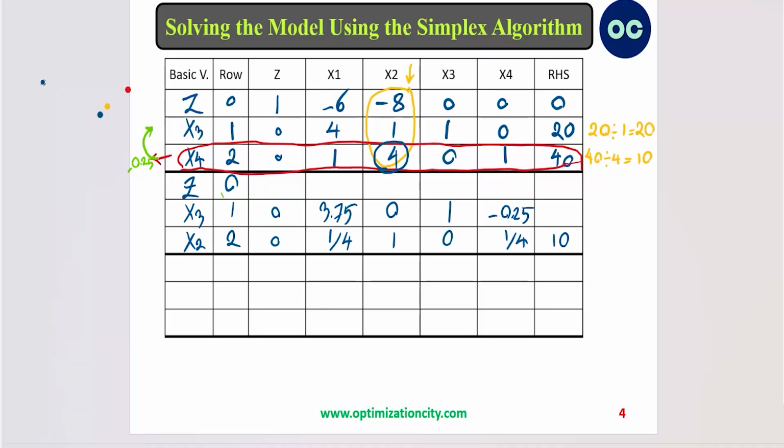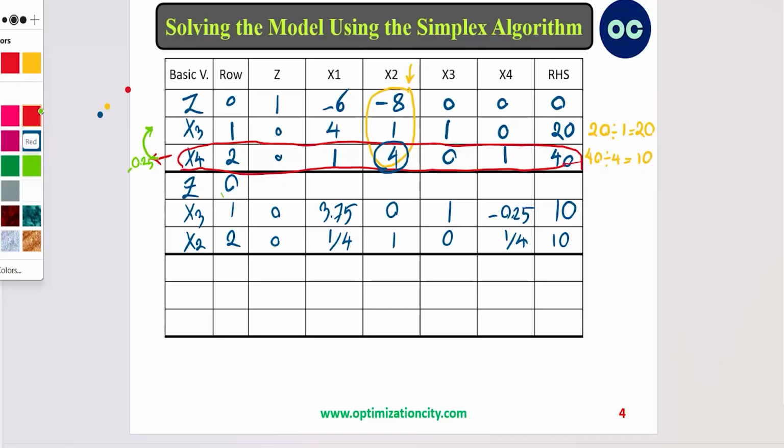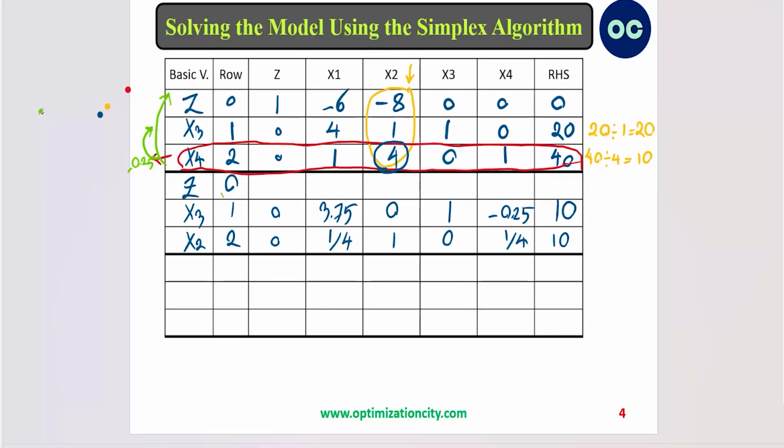And here 40 multiplied by minus 0.25 and plus 20 would be 10. As a result, the coefficient of the x2 in row number 1 would be 0. And we multiply row number 2 by 2 and add to row number 0.